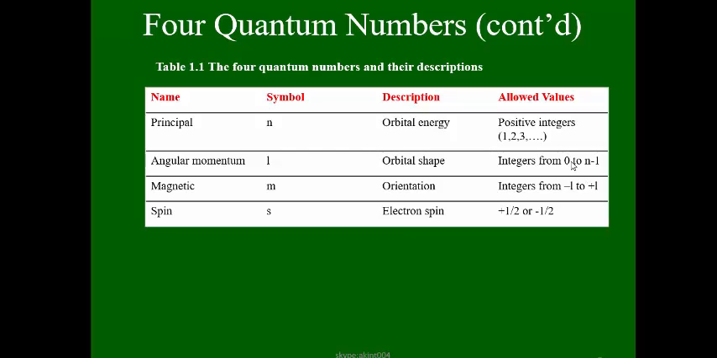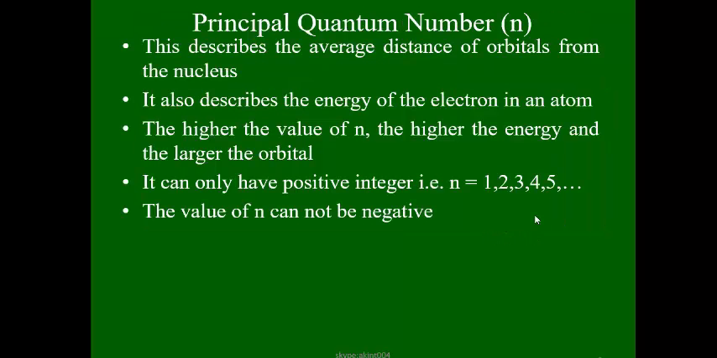So we have 5 generated orbitals like that. So spin is just plus half or minus half. It is either the electron is spinning clockwise or anticlockwise. So let us now take them one after the other.